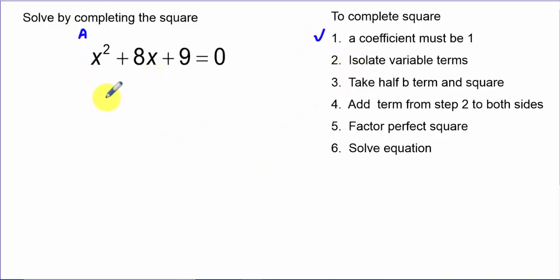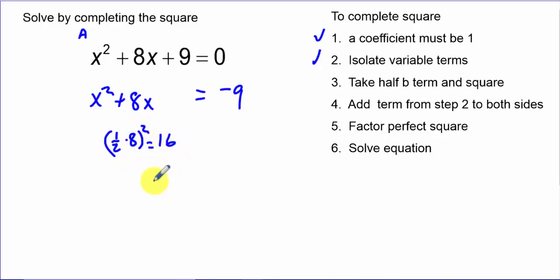Secondly, you isolate the variable terms. So in order to do that, I get the x squared and the 8x on one side of the equation and a negative 9 on the other side of the equation. Check. We're going to take half the b term and square it. So if I take half the b term, which is 8, and square it, that equals 16. Check. Going to add that term that we just got, the 16, to both sides of the equation.